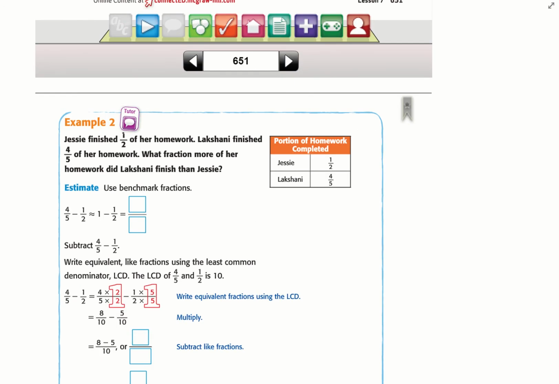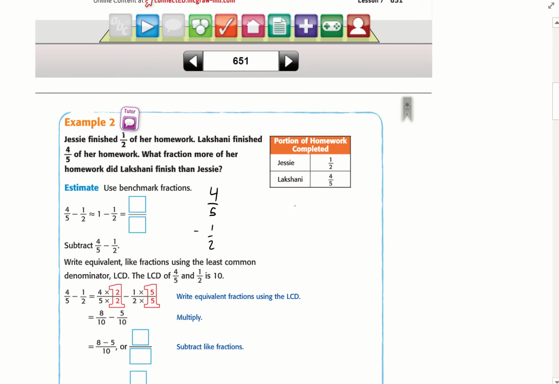Okay, so example 2, same thing. Jessie finished half of her homework. Lakishani finished 4/5 of her homework. What fraction of her homework did Lakishani finish more than Jessie? So I have 4/5, and then I have minus 1/2.